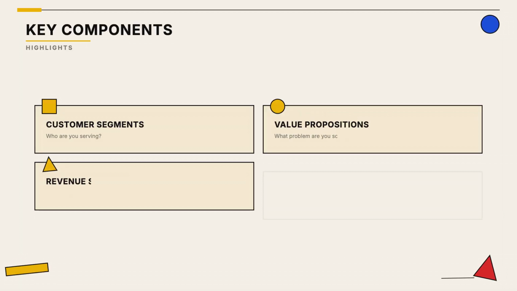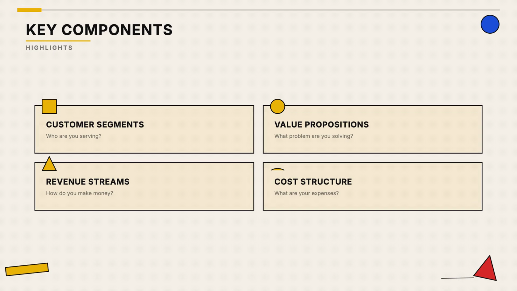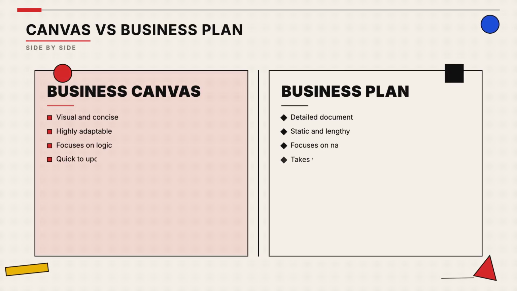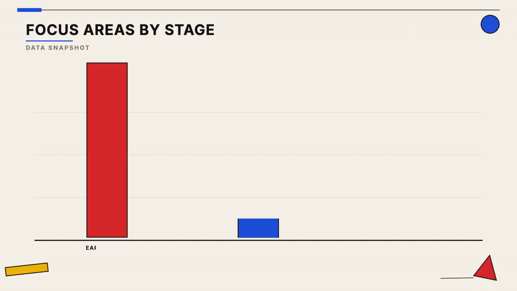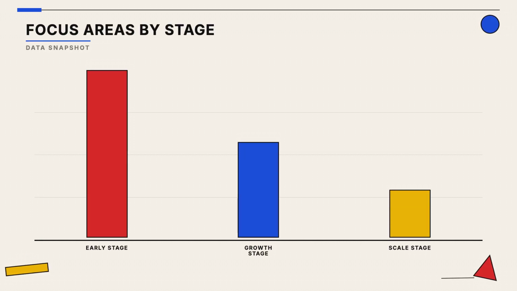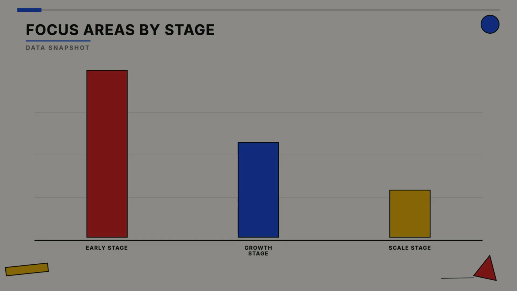These 4 pillars form the core of the model, connecting your target audience to the financial reality of your business. Unlike a traditional 50-page business plan, the canvas is designed for speed, iteration, and visual clarity while testing new ideas. Startups often focus heavily on the canvas during early development to validate their assumptions before committing large amounts of capital.